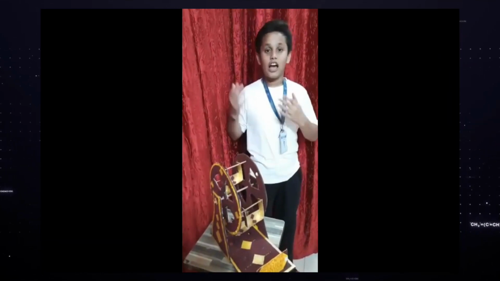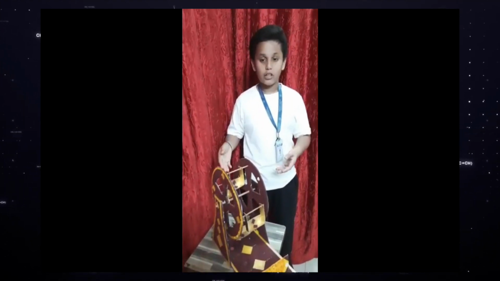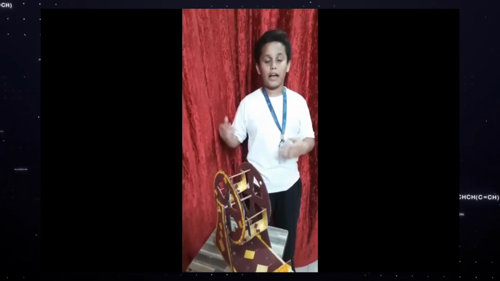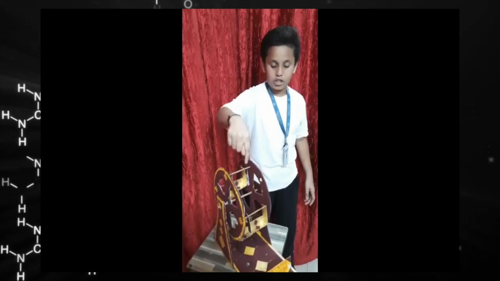Good morning, teachers. I made this project on simple machines. Today I will be explaining circular motion using a giant wheel. This project is based on a wheel and axle. A giant wheel rotates about a central axis which is in the middle.